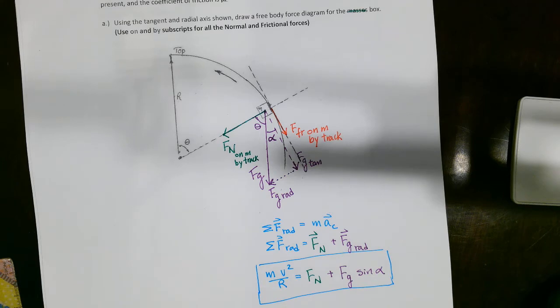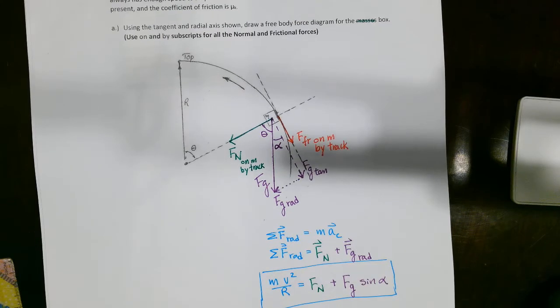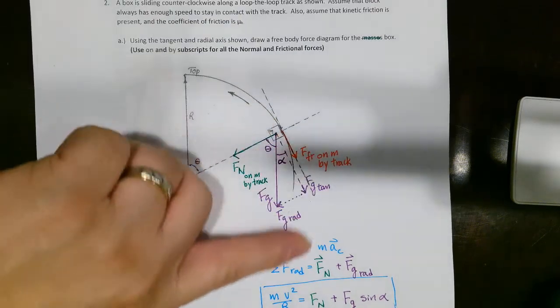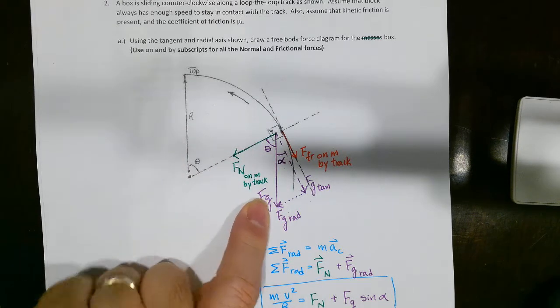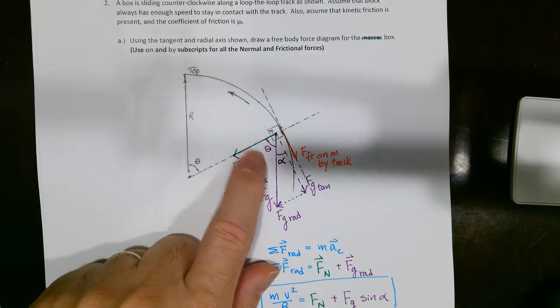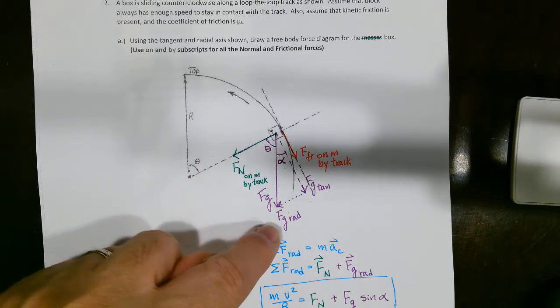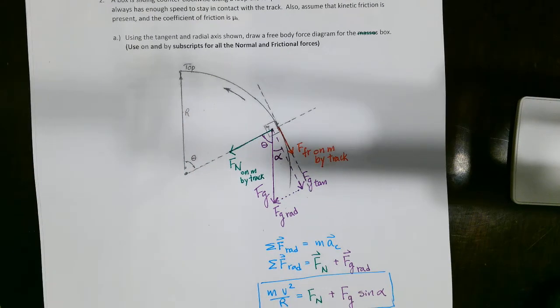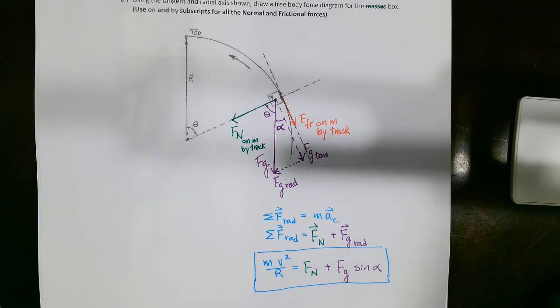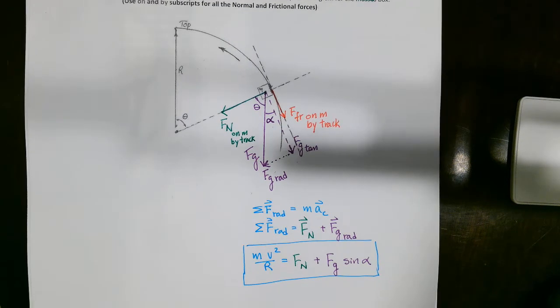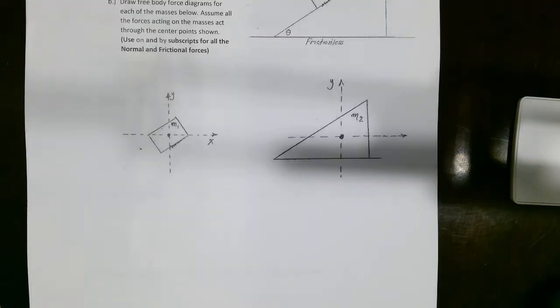Any questions? Now, obviously, your friction will change depending on where you are, because your normal force will probably change, and your FG radial will change, depending on where you are. So this is a good problem. It's complex, but it's a pretty good problem. Any questions so far? All right, good. Moving right along.